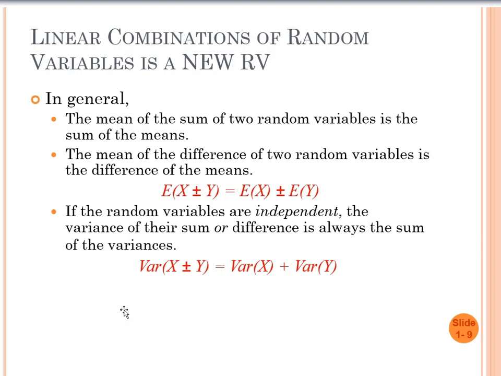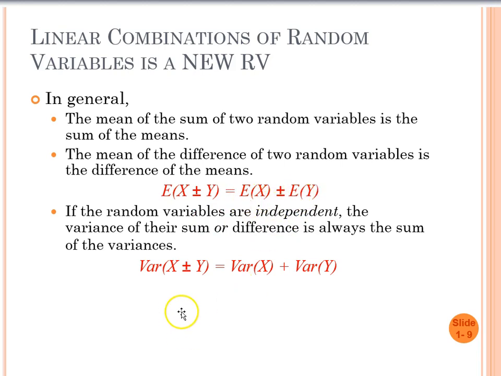So now that we know how to deal with constants, the addition and subtraction, multiplication, and division of constants with a random variable, let's move on to the linear combination of random variables. And what this means is that we're adding or subtracting 2 random variables together. And the rule for the expectation operator is that if you just add 2 random variables together, it's the same as adding their expectations together.